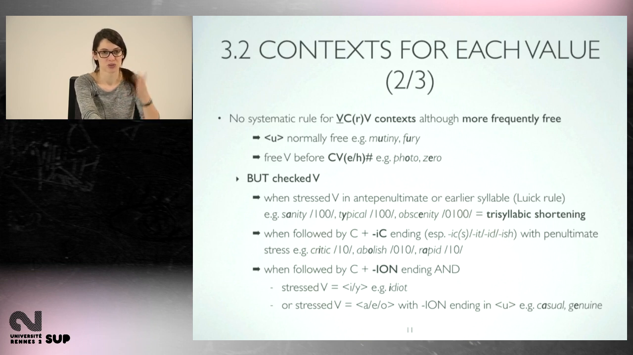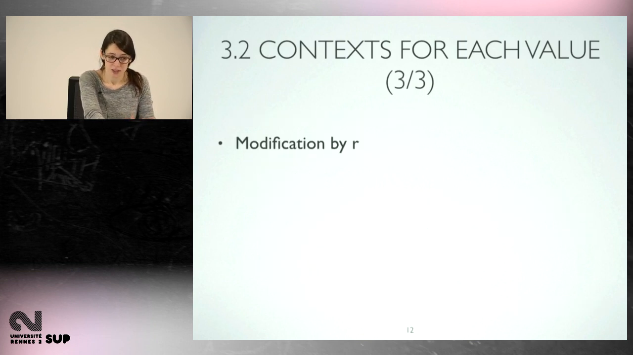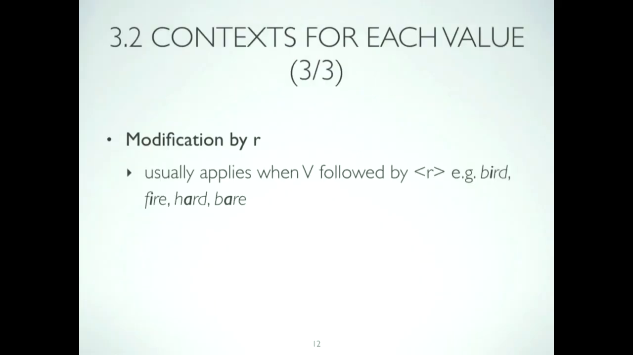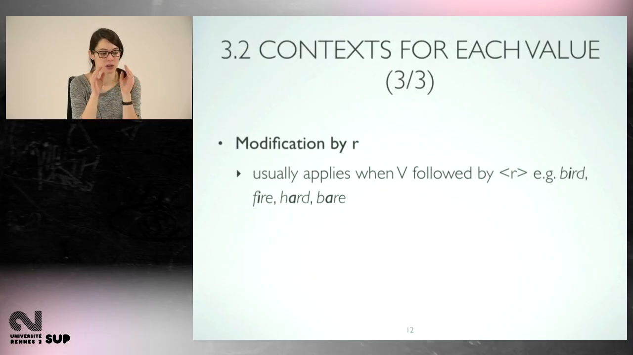Now, before we move on to a set of important subrules, one last thing you need to know as far as context for each value is concerned is when you should apply R modification. So R modification actually applies in most cases, that is, when the vowel is followed by R. When you have an R-modified checked value, in the context where you would have a checked value, one of the consonants that follow the vowel is actually R.